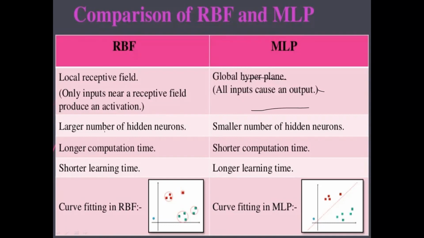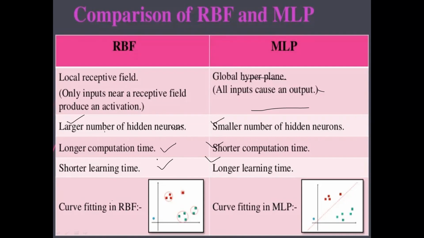The second difference is that here we have a large number of hidden neurons, so the number of hidden neurons will be larger. But in the case of MLP, we have a small number of hidden neurons. It will take longer computation time there, but here we have a shorter computation time. As the computation time is longer, we have a short learning time, but here the learning time is very long. So this is the difference between your RBF and MLP.